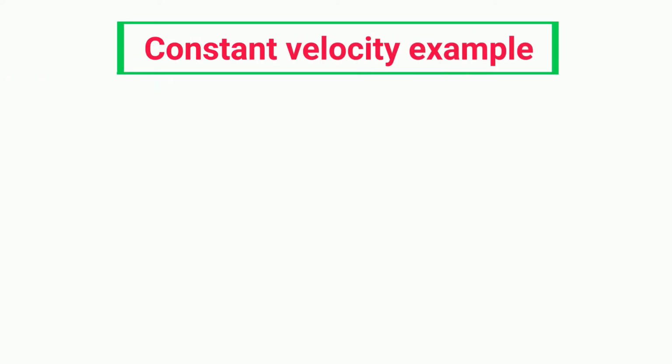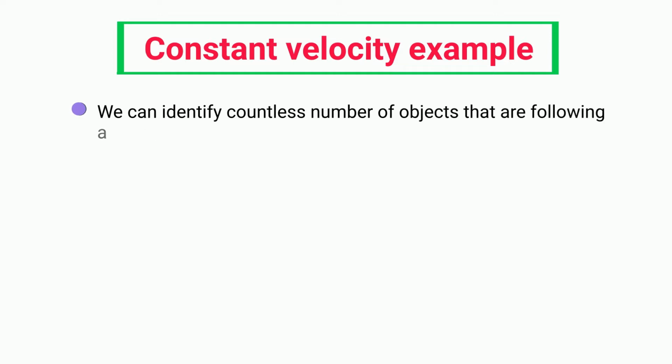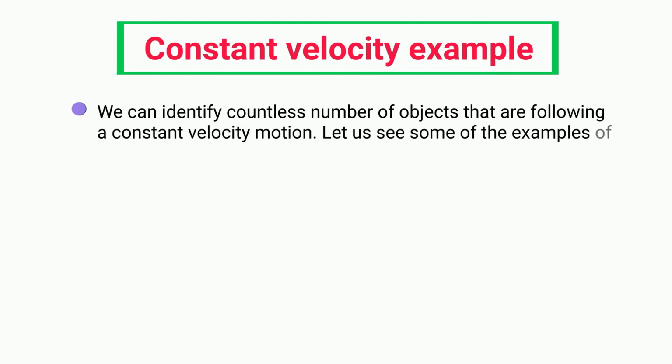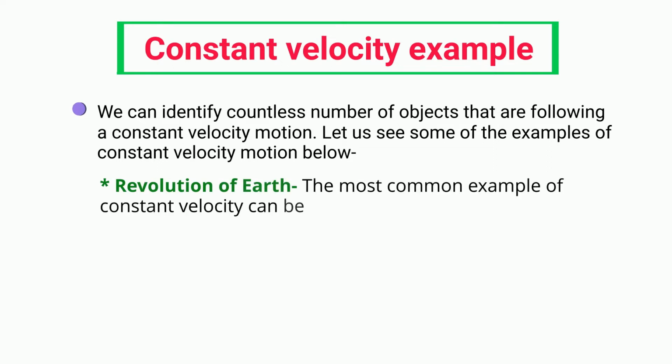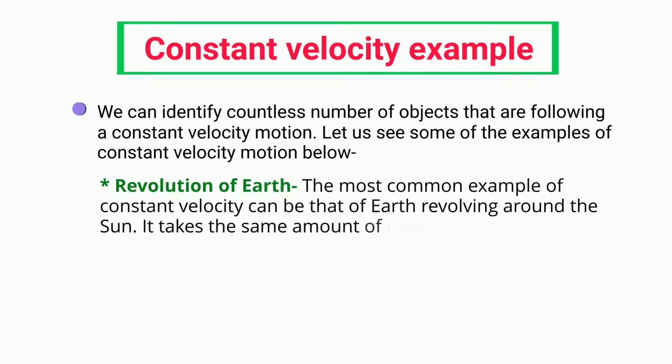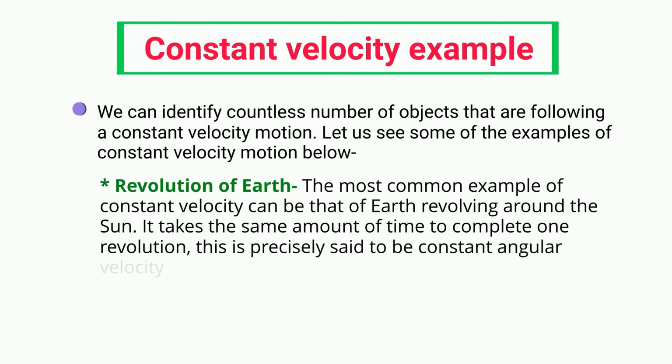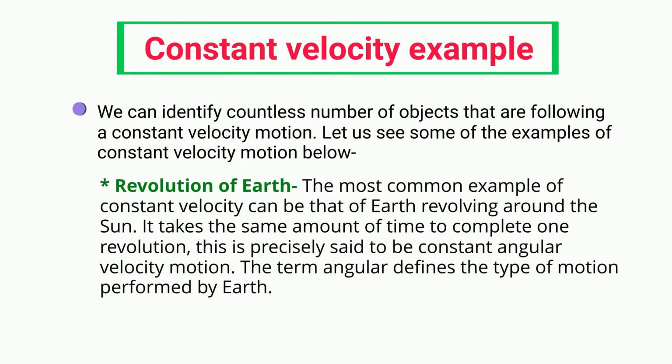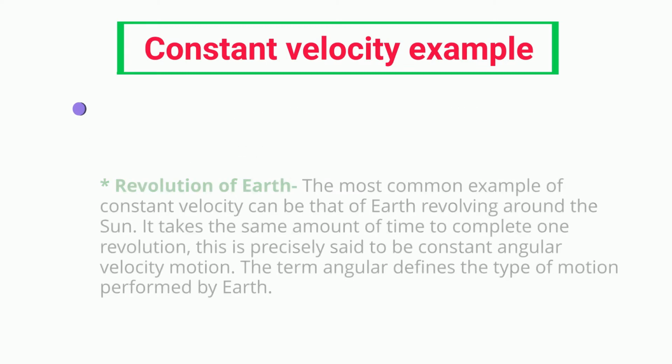Constant velocity example. We can identify countless objects that follow a constant velocity motion. Let us see some examples of constant velocity motion below. Revolution of Earth. The most common example of constant velocity can be that of Earth revolving around the Sun. It takes the same amount of time to complete one revolution. This is precisely said to be constant angular velocity motion. The term angular defines the type of motion performed by Earth.